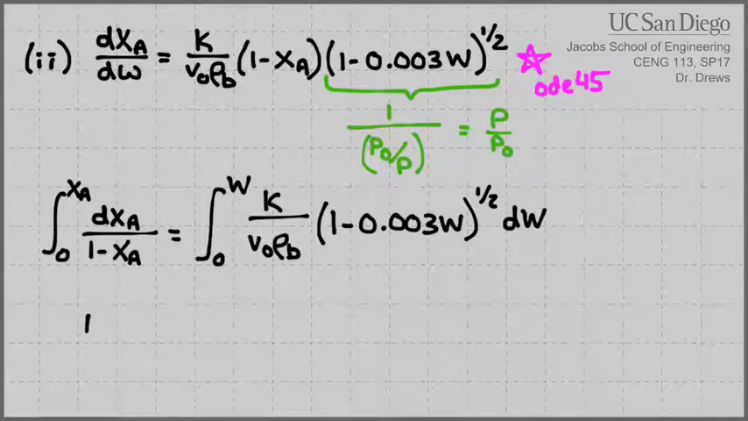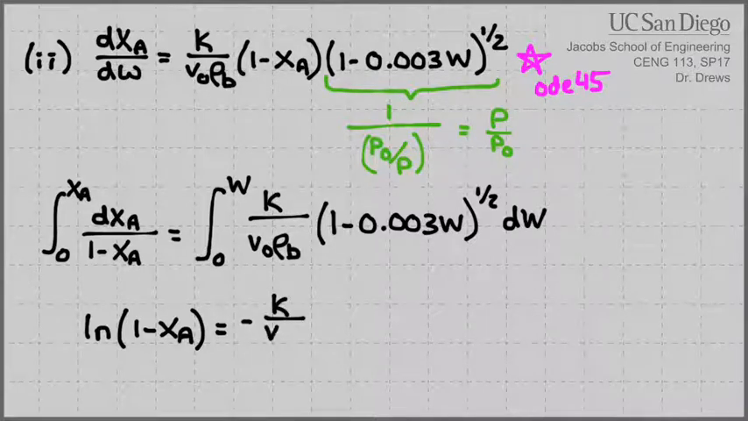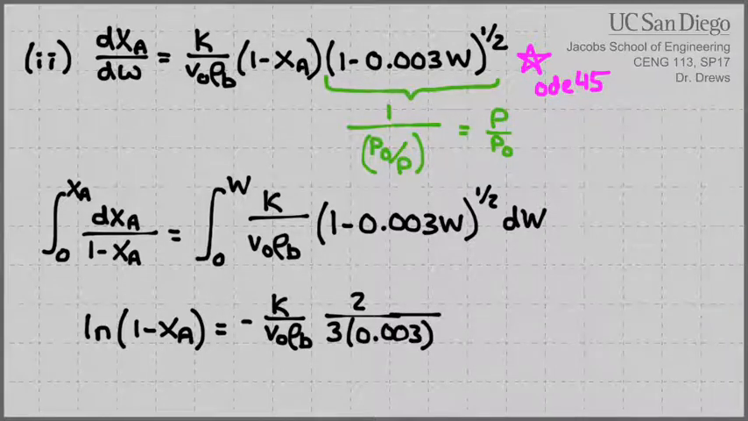So if you end up integrating that, you'll have natural log 1 minus XA is equal to minus K over V naught times rho B times 2/3 over 0.003 in the denominator. The 2/3 is coming from when we integrate that thing, there's going to be a 3/2 up top. And the 0.003 is coming from the fact that we need to be able to cancel out this 0.003 if we were to take the derivative.